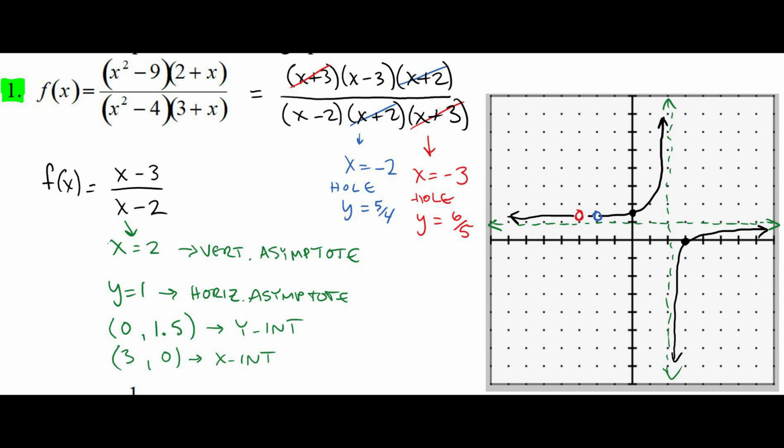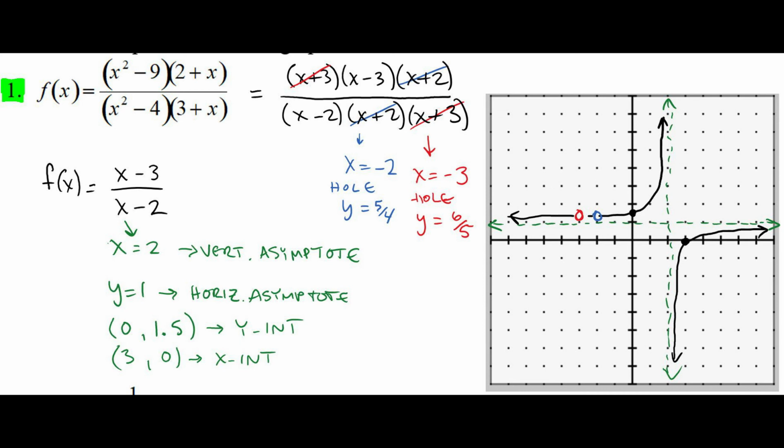So then you plug those into whatever's left over. Whatever's left over is x minus 3 divided by x minus 2. For the blue one I got 5/4 for y, and for the red one I got 6/5. So those coordinates, negative 2 comma 5/4 and negative 3 comma 6/5, are going to be holes. The reason it's a hole is because your graph at those particular points would end up being divided by 0, so that's why they don't work, and that's why we have to include that.